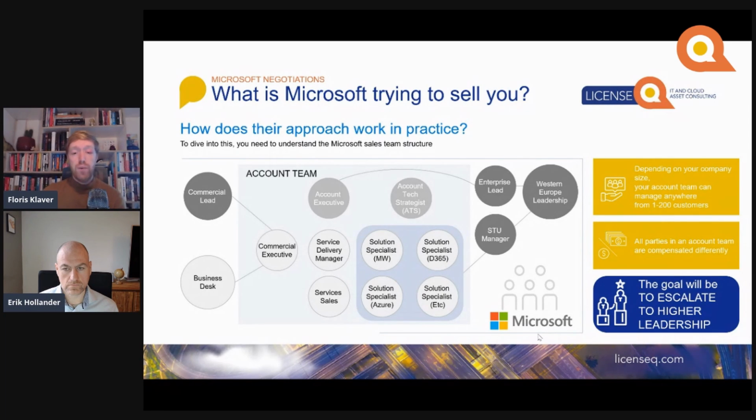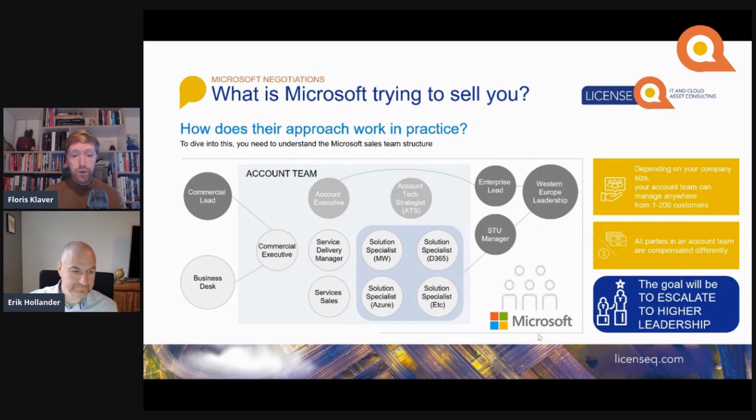They have a lot of people at their disposal, usually in the form of a commercial executive. That's the role that Eric and I used to do, where you do the negotiations. There's a service delivery manager that's usually sitting in the Microsoft Services organization. If you have any outages or whatever, you can escalate to your service delivery manager. There's a services sales executive, and that is usually trying to sell you these services that the service delivery manager is performing for you.